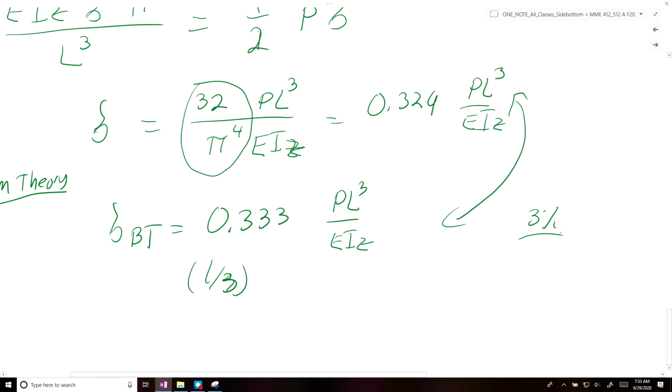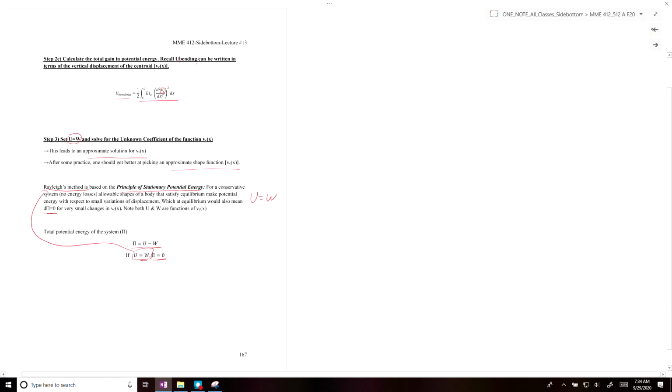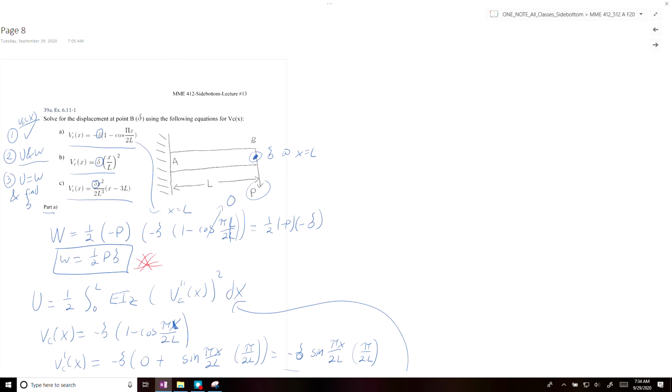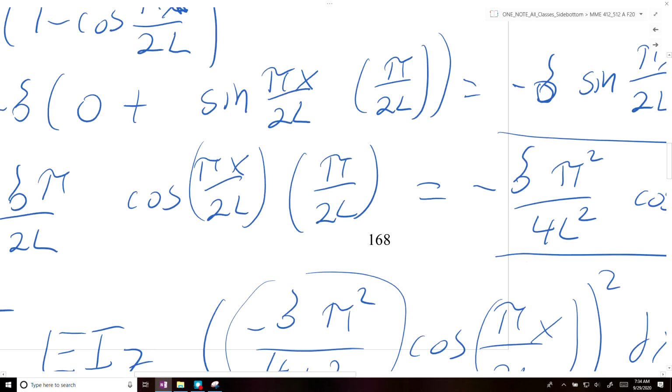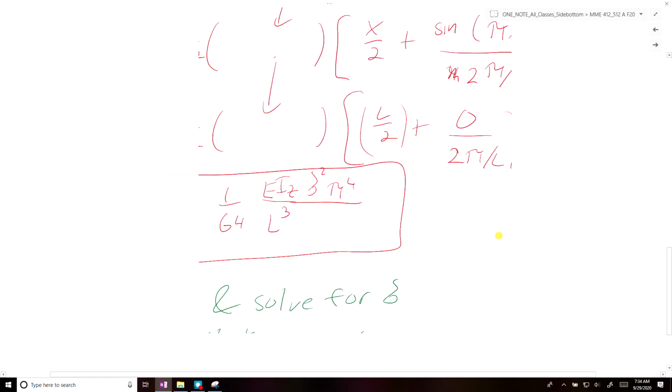So this kind of shows you how you could assume a shape of a structure, and using Rayleigh's method, you can still get a pretty close result to what you need. All right. So I'm going to stop this example problem here, but there are two additional shape functions that you could assume, and you can see how close those would be to the original shape. Okay.